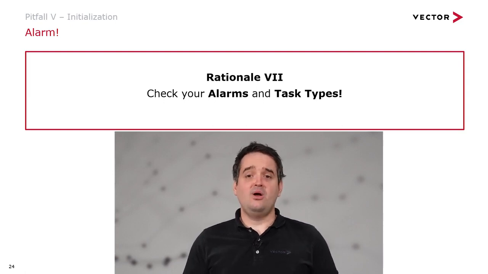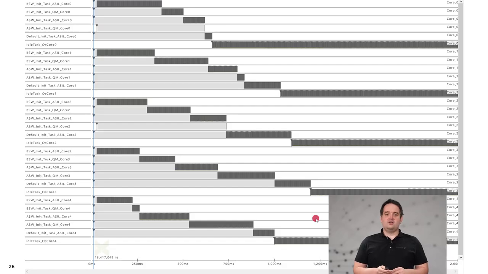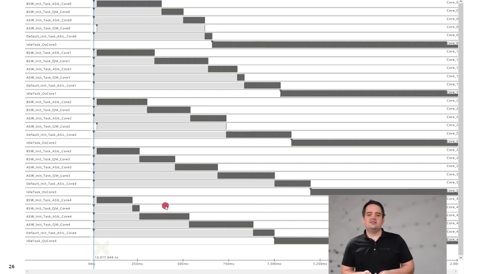Of course, this is a sandbox project. Let's have some fun. So I brought a challenge for you: how to synchronize 36 init tasks on 6 cores, if this is achievable or not. So imagine we have these 6 runners in here, and I would like to show you now the effect of OS barriers as synchronization points, how it could influence your startup behavior in your project. So for the sake of clarity, I had to omit some of these initialization tasks, but in total it's 36.